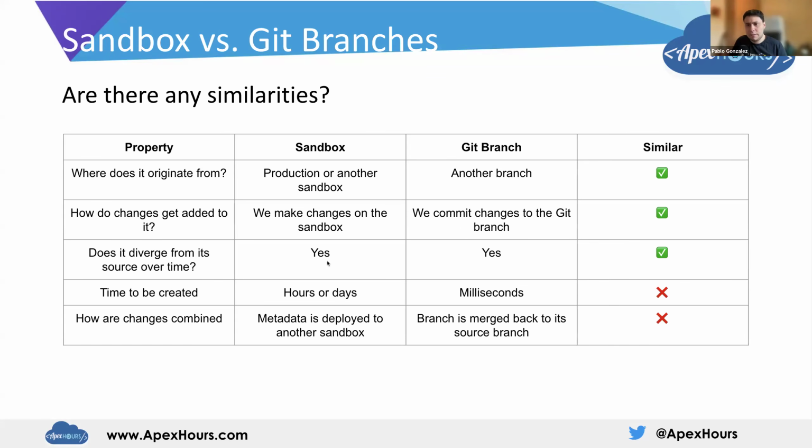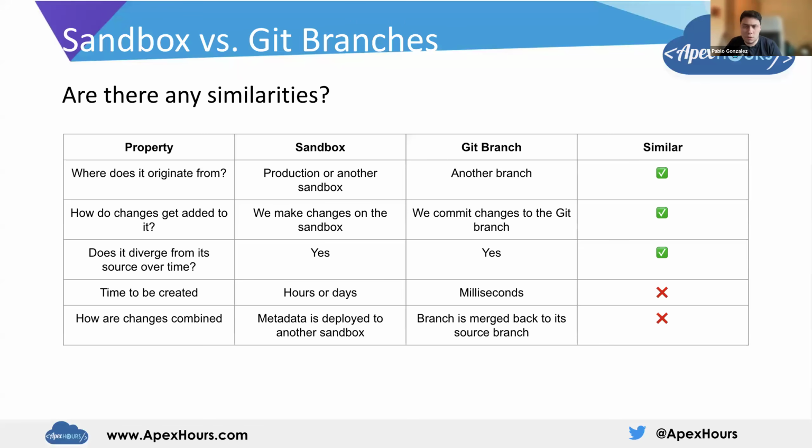And also, both sandboxes and Git branches diverge over time from wherever they came from. As you start adding stuff to your sandbox, more and more your sandbox is different from the production or sandbox org that it came from. It starts diverging, becomes too different, out of sync. The same is true with Git branches. If you create a Git branch 2 months ago, for sure it's going to be very different from the branch that it came from. So if we just look at these three things, it's almost like sandboxes are branches, or they share a lot of the mechanisms or logic behind a branch.